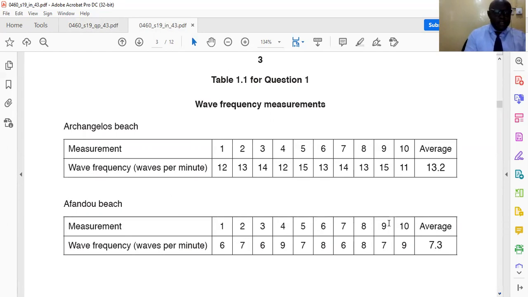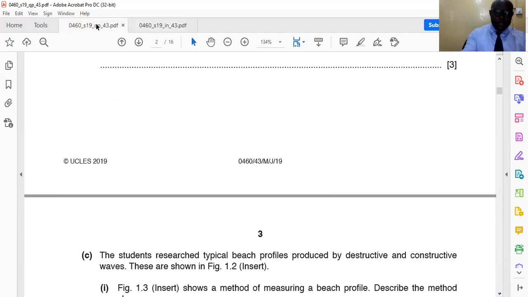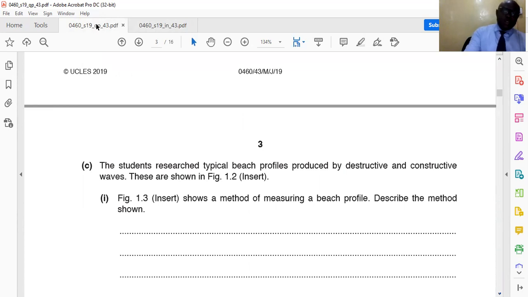If you're able to get 3 clear statements, 3 clear sentences, that will be 3 marks for that question. If you get 2 right, that's 2 marks.